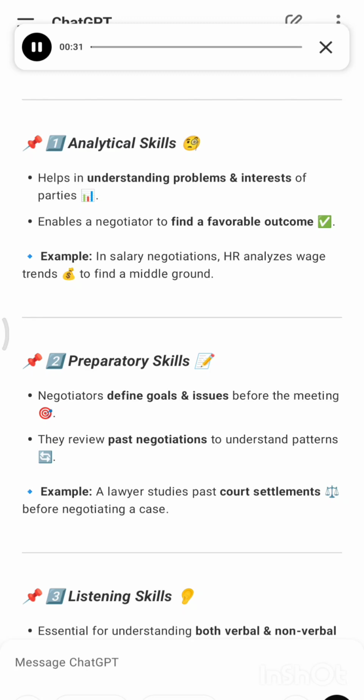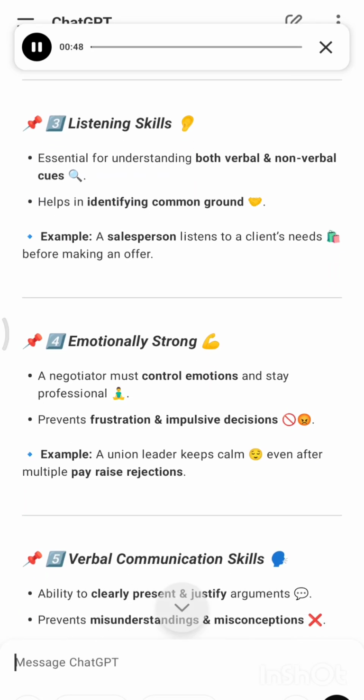2. Preparatory skills. Negotiators define goals and issues before the meeting. They review past negotiations to understand patterns. Example: a lawyer studies past court settlements before negotiating a case. 3. Listening skills. Essential for understanding both verbal and nonverbal cues. Helps in identifying common ground. Example: a salesperson listens to a client's needs before making an offer.